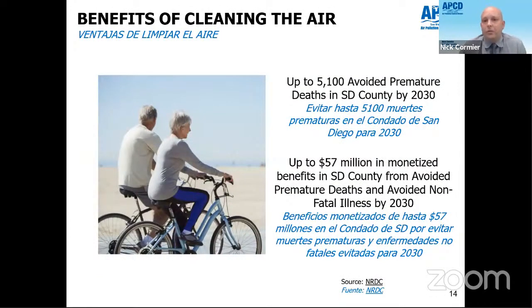Cleaning the air is critical not only to avoid people experiencing these health effects, it's also important for our regional economy. A study done by the Natural Resources Defense Council last year indicated that federal air quality regulations will have helped avoid up to 5,100 premature deaths by 2030 in San Diego County alone. At the same time, the economic benefits realized from those avoided deaths and non-fatal illnesses associated with air pollution will have added up to $57 million in monetary benefits to our region. Clearly, cleaning the air can make a positive difference, not only to the health of our residents, but also to our local economy.